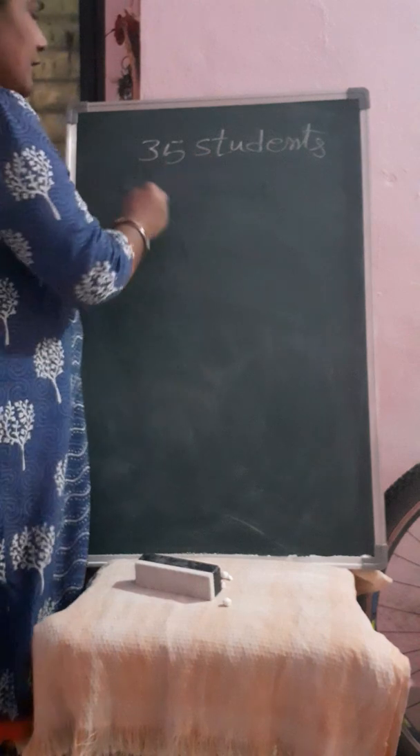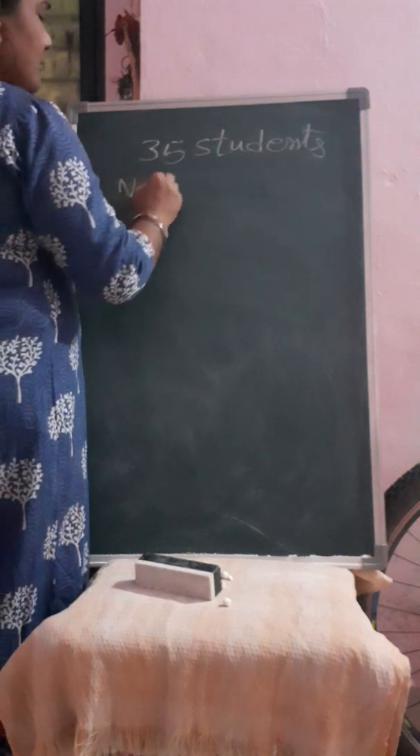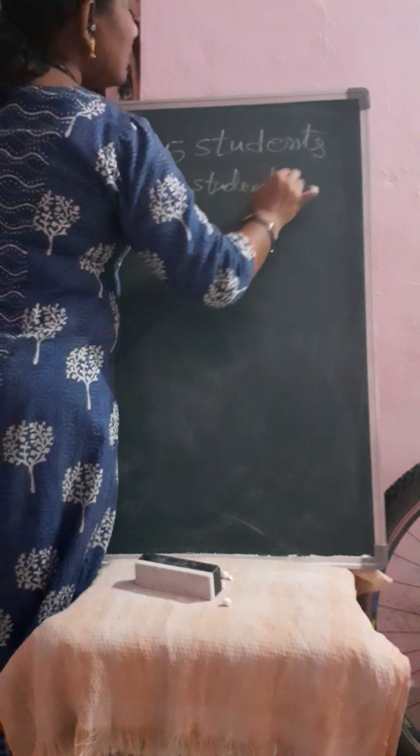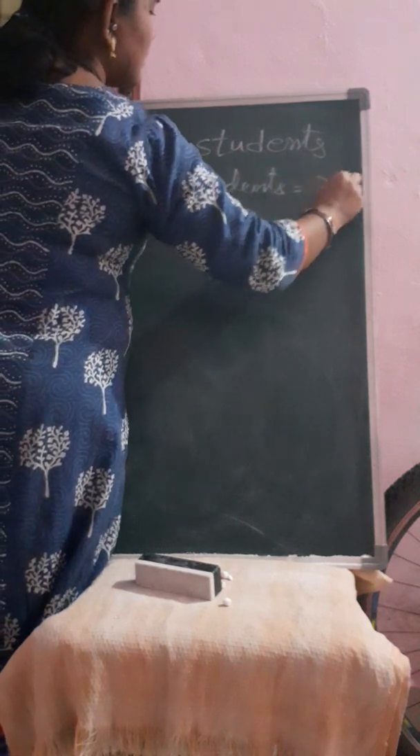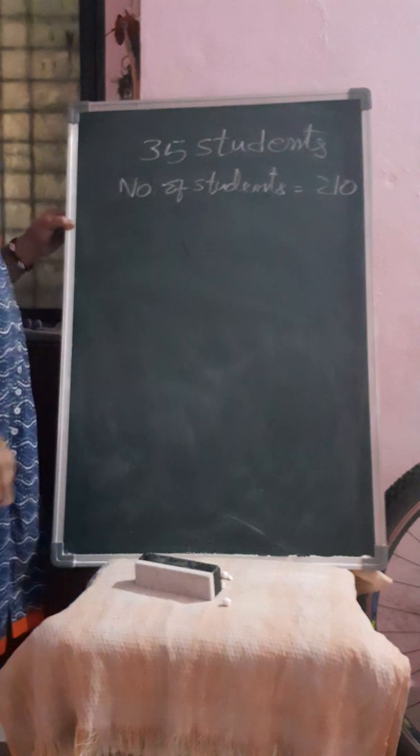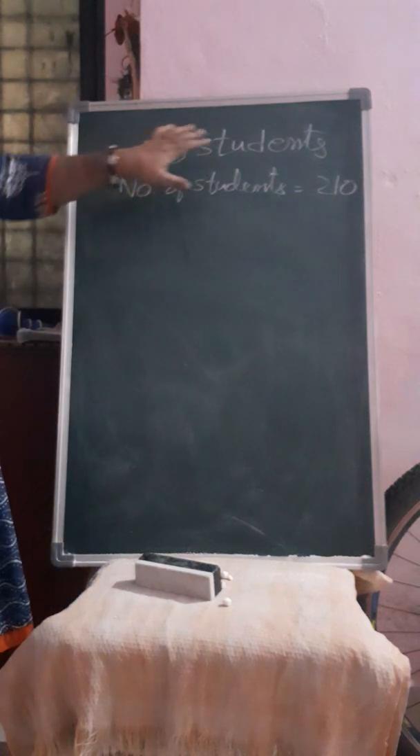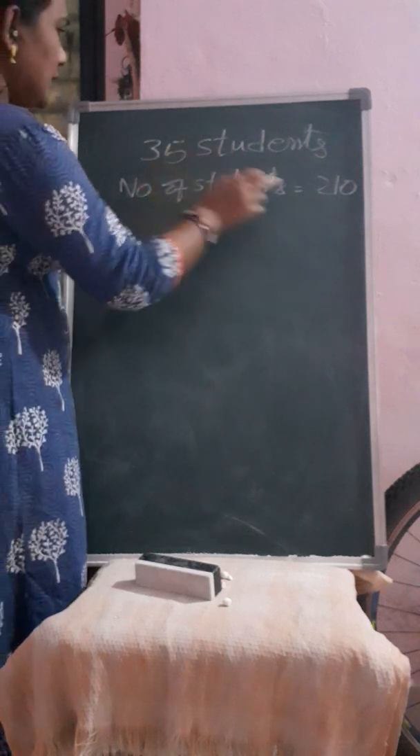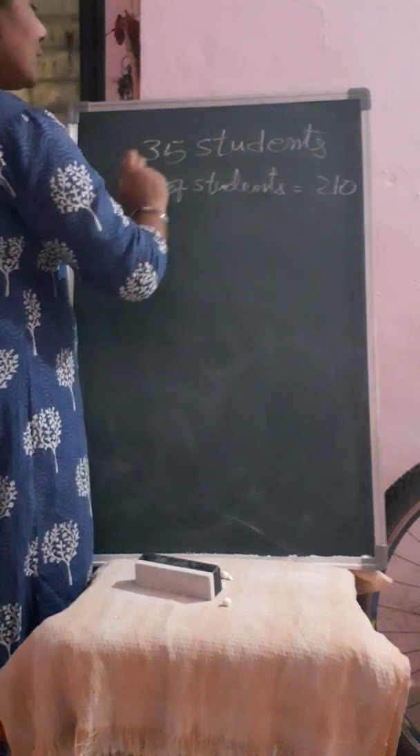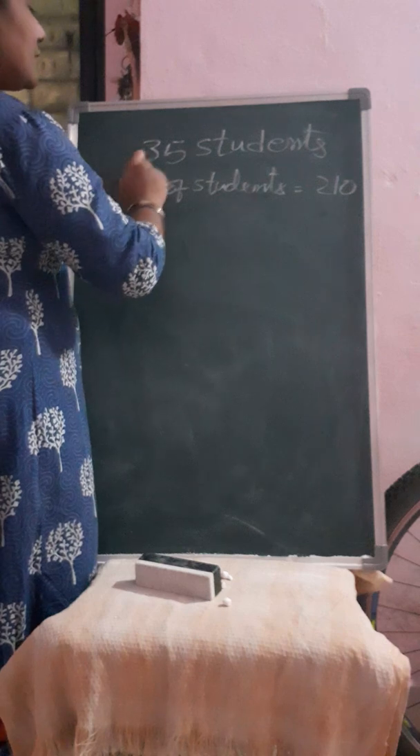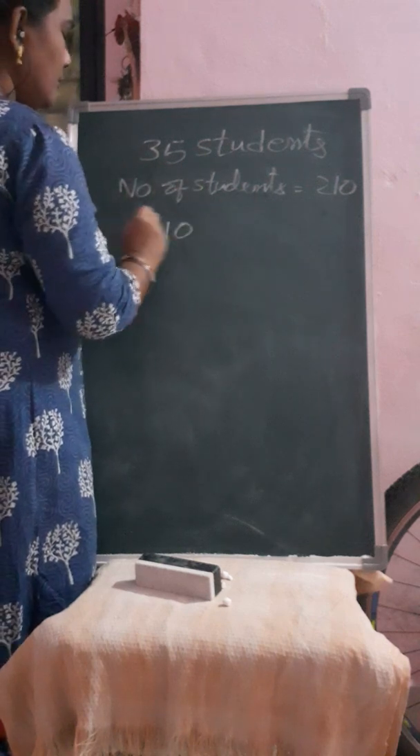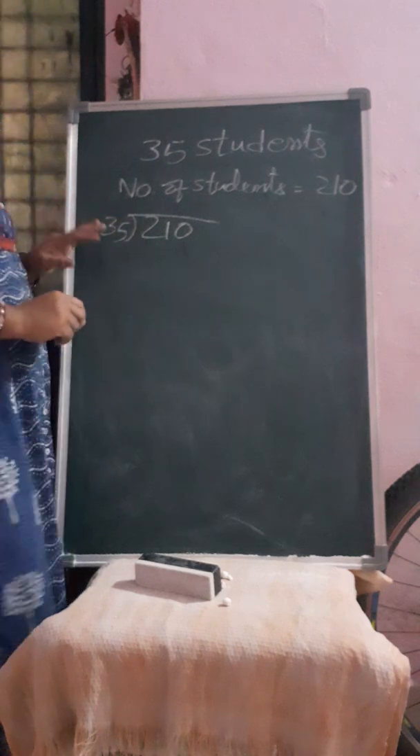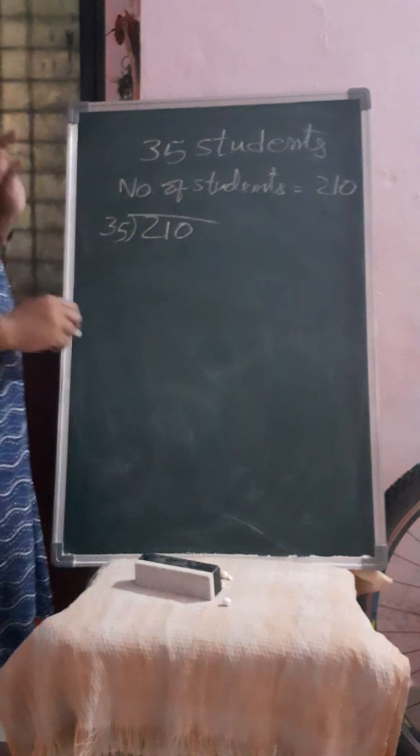What will we do? The number of students is 210. Okay, the number of students is 210, and 35 students can sit in one bus only. So if we divide these two, the number of students divided by 35, we will come to know how many buses are required. Okay. Now we are going to divide 210 divided by 35.